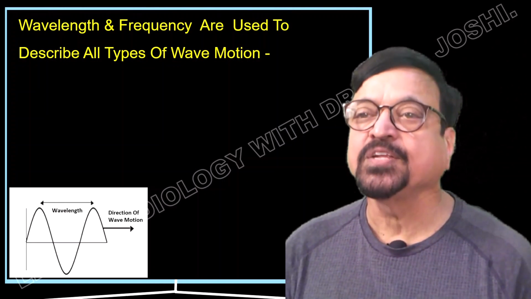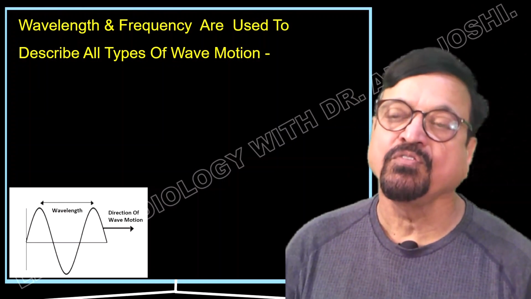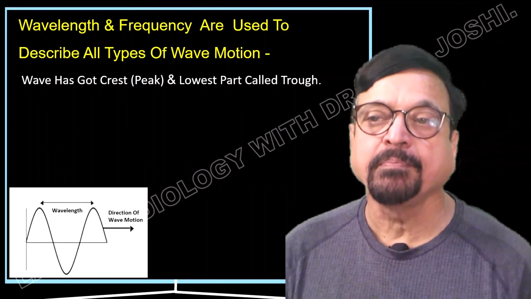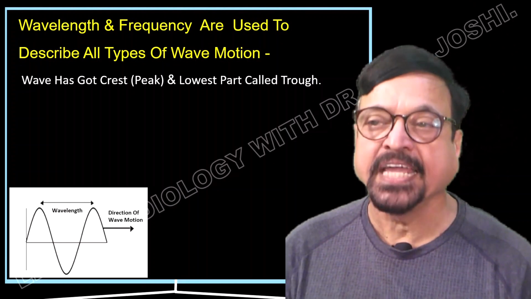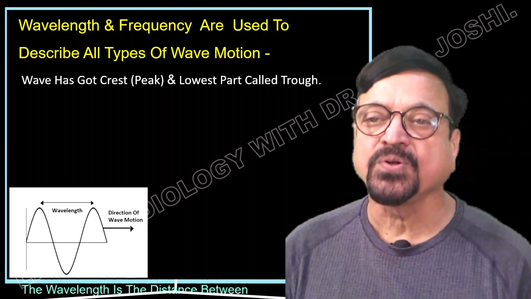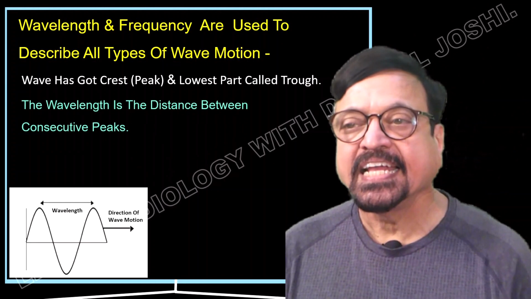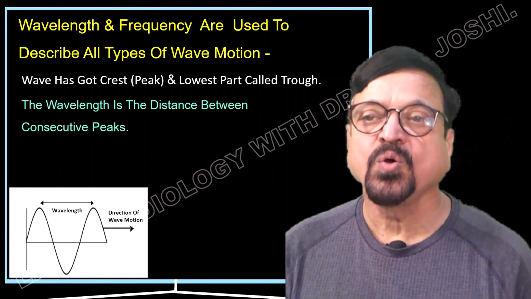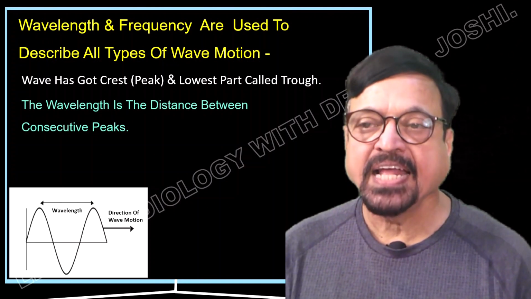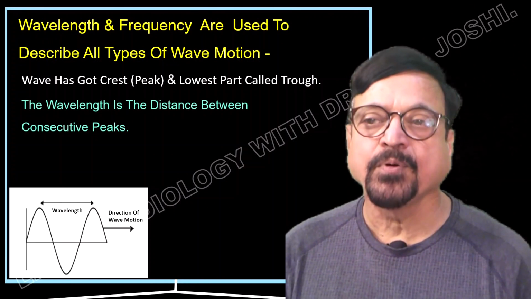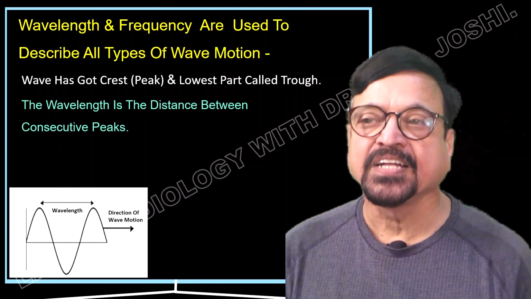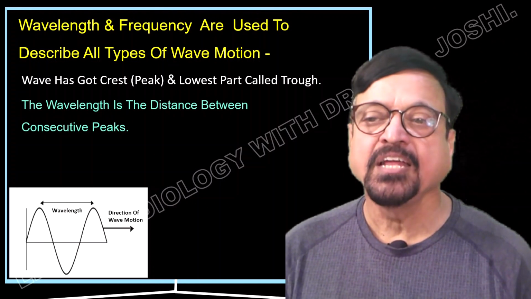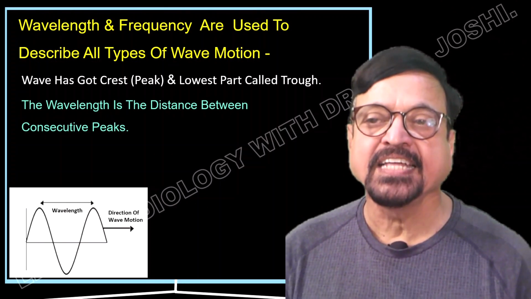Wavelength and frequency are used to describe all types of waves and motions. Now, a wave has a crest, that is an upward peak, and a lowest peak or lowest portion, that is called a trough. The wavelength is the distance between two consecutive peaks. So, what we see in a wavelength is the crest, the upward peak, then the trough, which is the lowermost portion, and the distance between two consecutive symmetrical points is the wavelength.